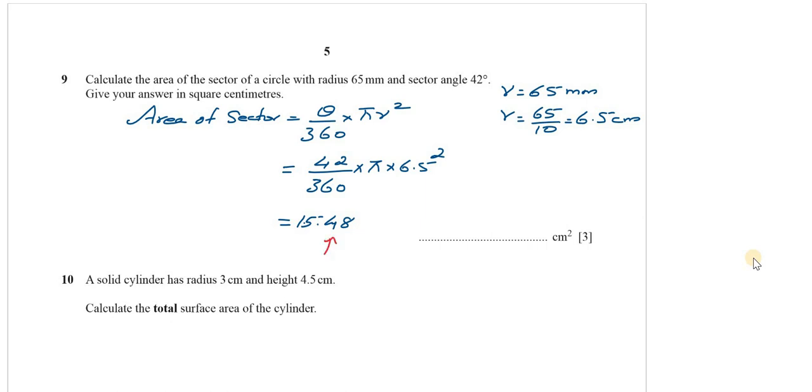Okay, now we are rounding to three significant figures here. 1, 2, 3, this is the third figure. So we will round it up. Why will we round it up? Because the next digit is greater than or equal to 5. So the final answer here is 15.5 centimeter square. Okay, I hope you understood. Now we'll move to the next question.